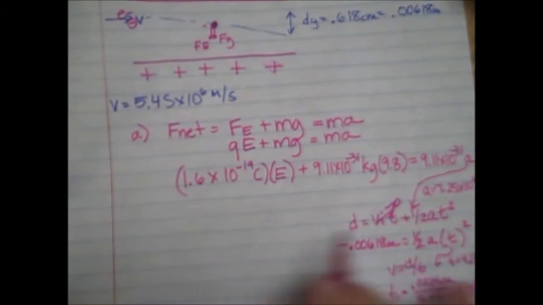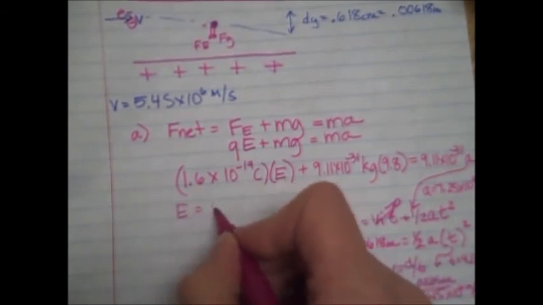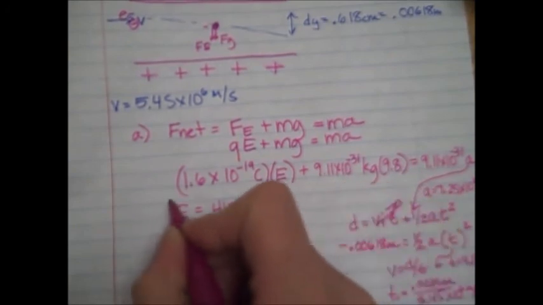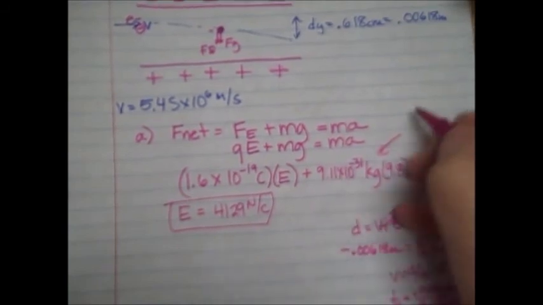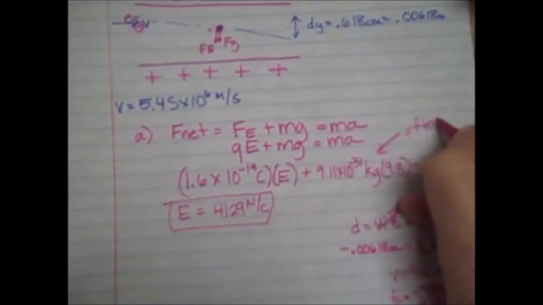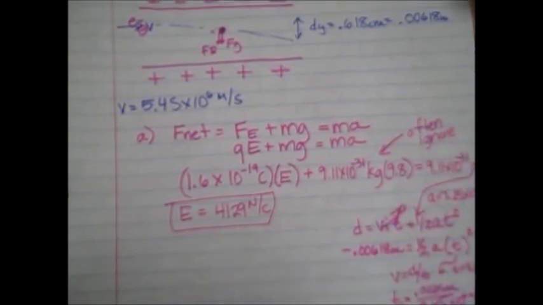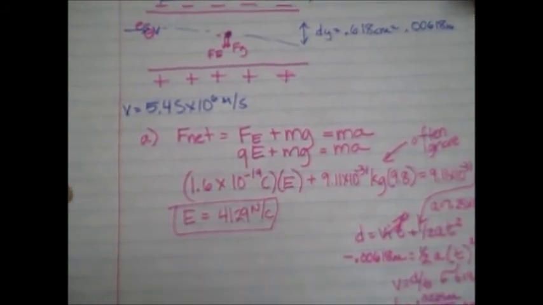And from that, you can then get the electric field. When I did it without gravity, I got 4129 newtons per coulomb. I'd imagine with gravity we'd get something similar. Often you ignore it, because it's so much smaller. Then for part B, it asks to find the speed of the electron when it exits the capacitor.